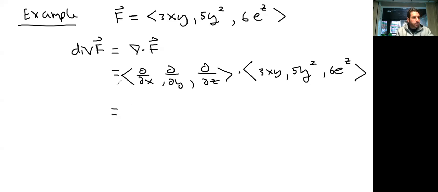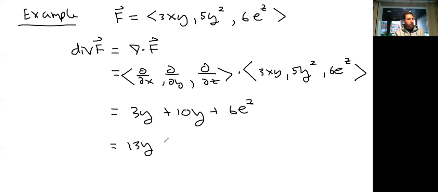So when you dot this, you're taking the partial of the first component with respect to x, so you get 3y. Then you're taking the second component with respect to y, so you get 10y. And then the last with respect to z, so you just get 6e to the z. Of course, we can clean this up as 13y plus 6e to the z.